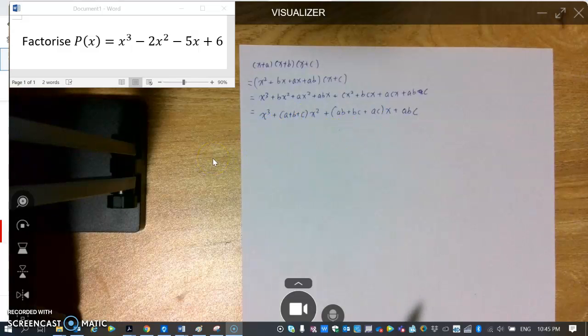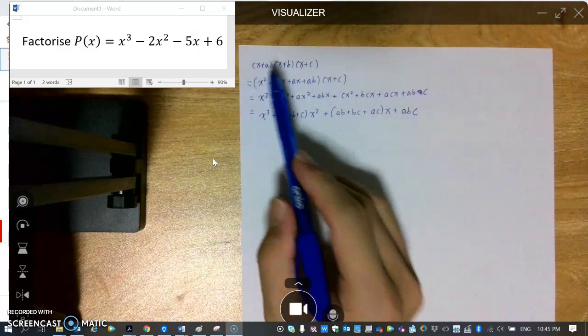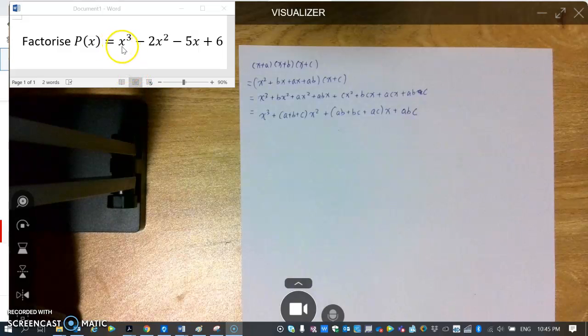Okay, so this method only works if you have a coefficient of 1 in front of x cubed. So it won't work if it's like 2 or 3 in front of that. It only works when there's 1. Okay, just to give you a heads up. So if that's the case, then we can use this method and try to factorize.